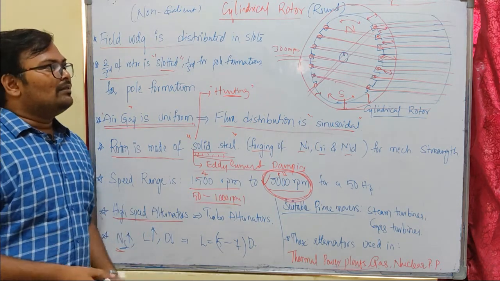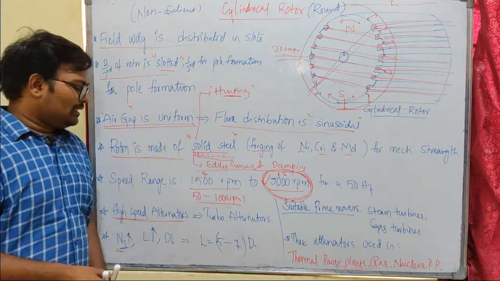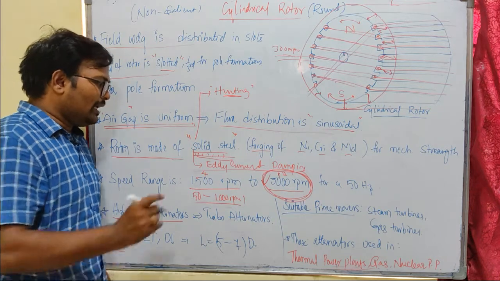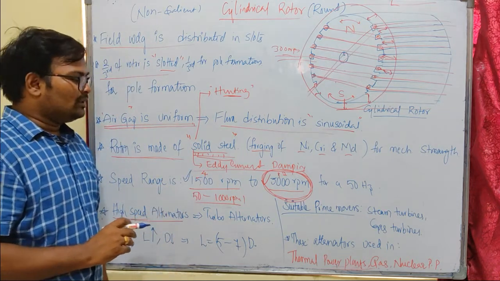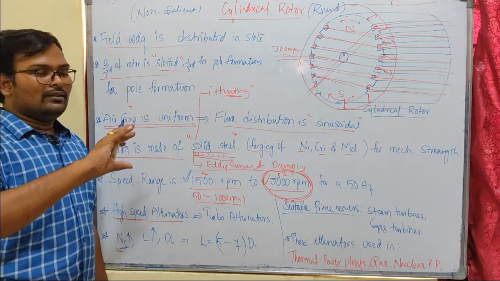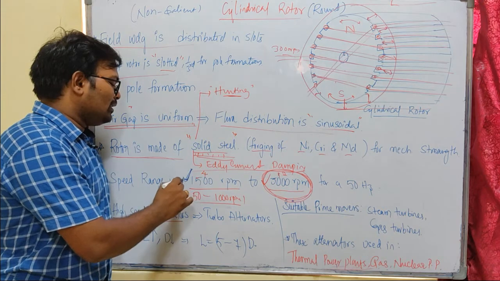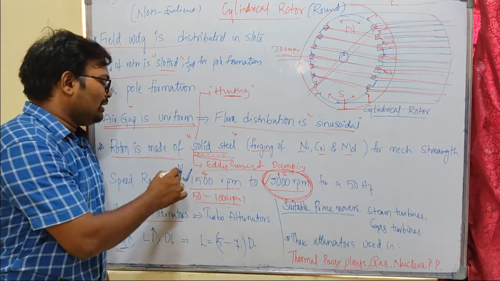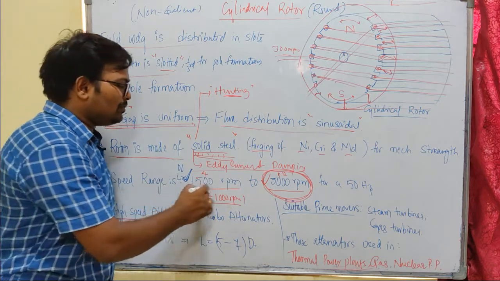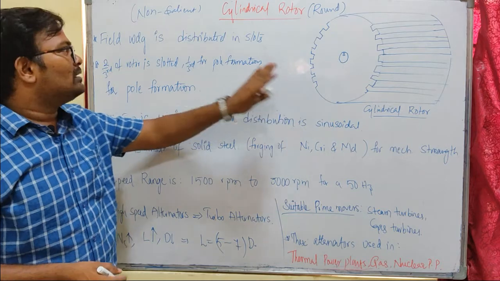That's why we will use less diameter and more length core materials in the case of our cylindrical type. That's why they can handle this much speed. If the diameter is more, the centrifugal force acting on the rotor is also more. That will disturb the rotation of the machine, and the machine will vibrate. That's why we decrease the diameter and increase the length so that we can handle this much speed. So it doesn't have any salient poles. That's why it is non-salient pole.